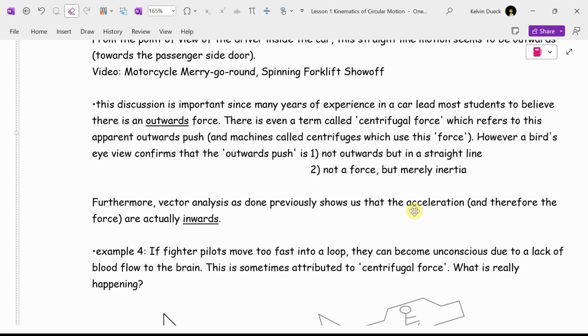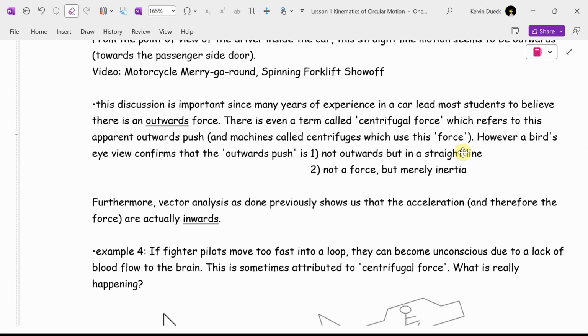In fact, you may hear the term centrifugal force with an F, and that refers to this apparent outwards push. In fact, there's machines called centrifuges which use this, in quotes, force. But it's not a force. It's not outwards.